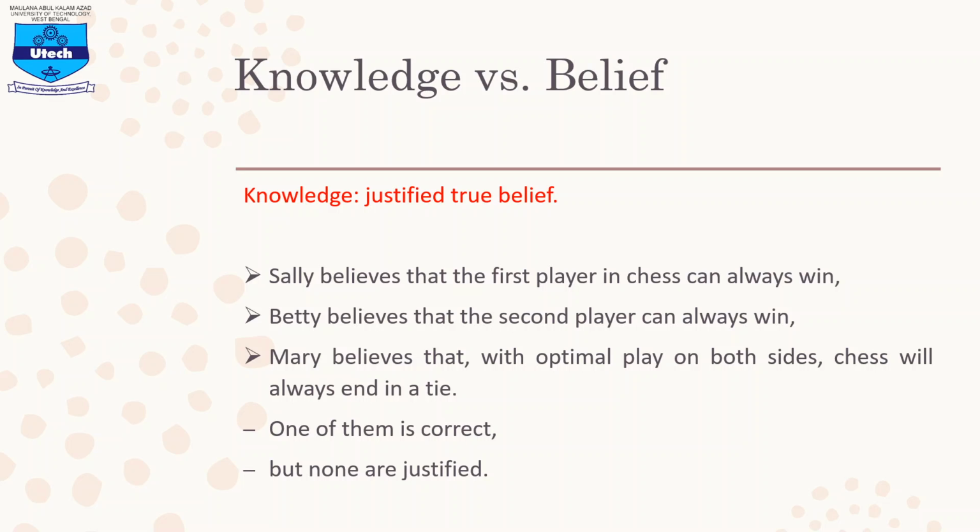So that is based on the three statements. If one game of chess has been played, then one of them will be correct, but none are justified. So that is the difference between knowledge versus belief. As for all the three statements, none of them are justified. But if one chess game has been played, it is true that one of the statements will be correct.